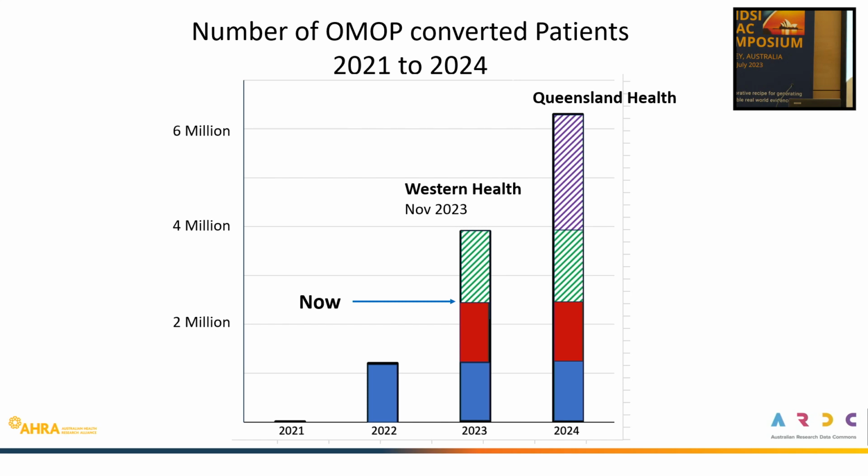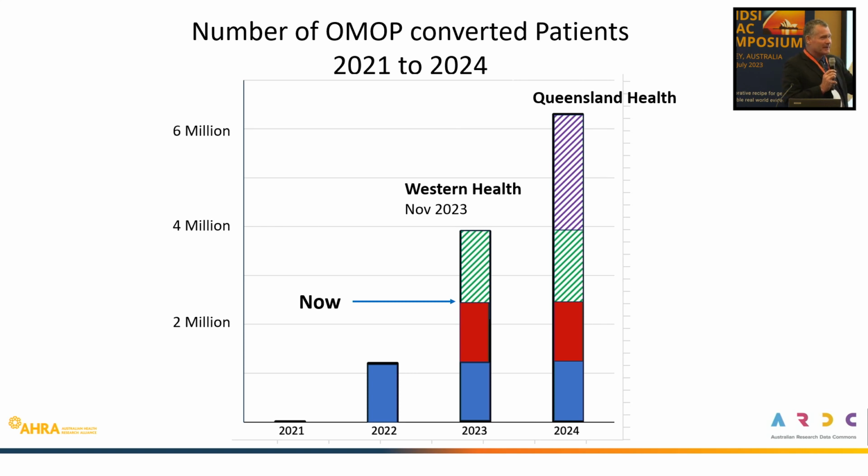The next cab off the rank is Western Health in November 2023. And again, University of Queensland are going to do that work at Western Health. So we've got a very talented Cerner analyst at University of Queensland who's going to help Western Health with that work. Queensland Health, this is the panacea.